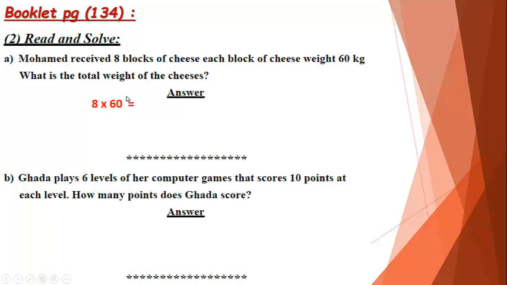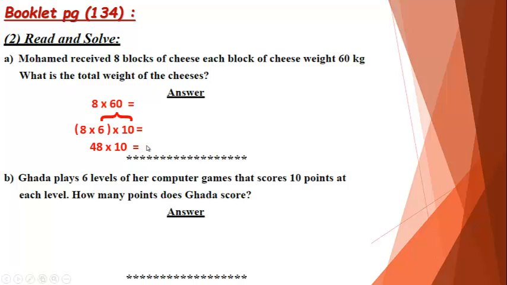8 multiplied by 60. Let's start to divide or split the number. This 60 will equal what? By 10. 6 by 10. And the 8 here as it is. So I'm going to write 8 times 6 times 10. And then put my brackets and multiply. 8 times 6 equals what? 8 times 6 equals 48 times 10.